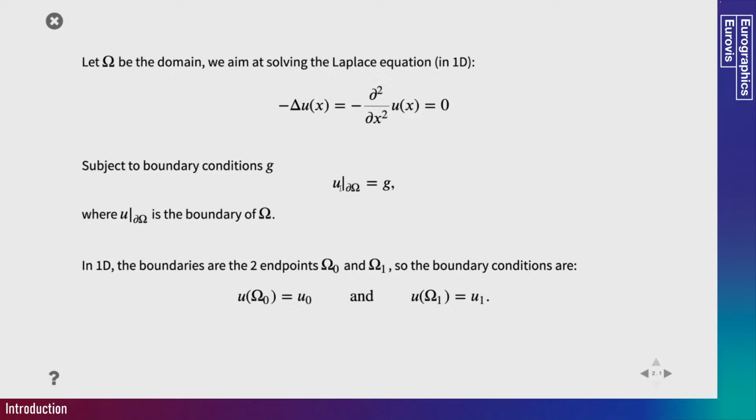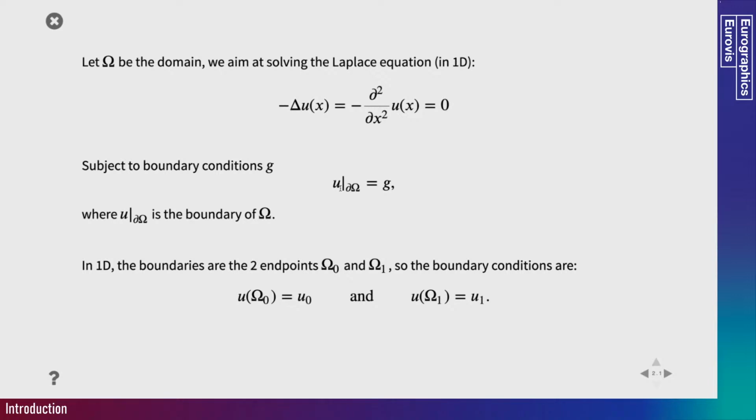So for example, if our domain is the interval [0, 1], well, we want to know the value of the function u at 0 and at 1. So for example, if we say u of 0 equals 0 and u of 1 equals 1, at this point we have only one solution, which is u of x equals x. It satisfies both the PDE and the boundary condition.